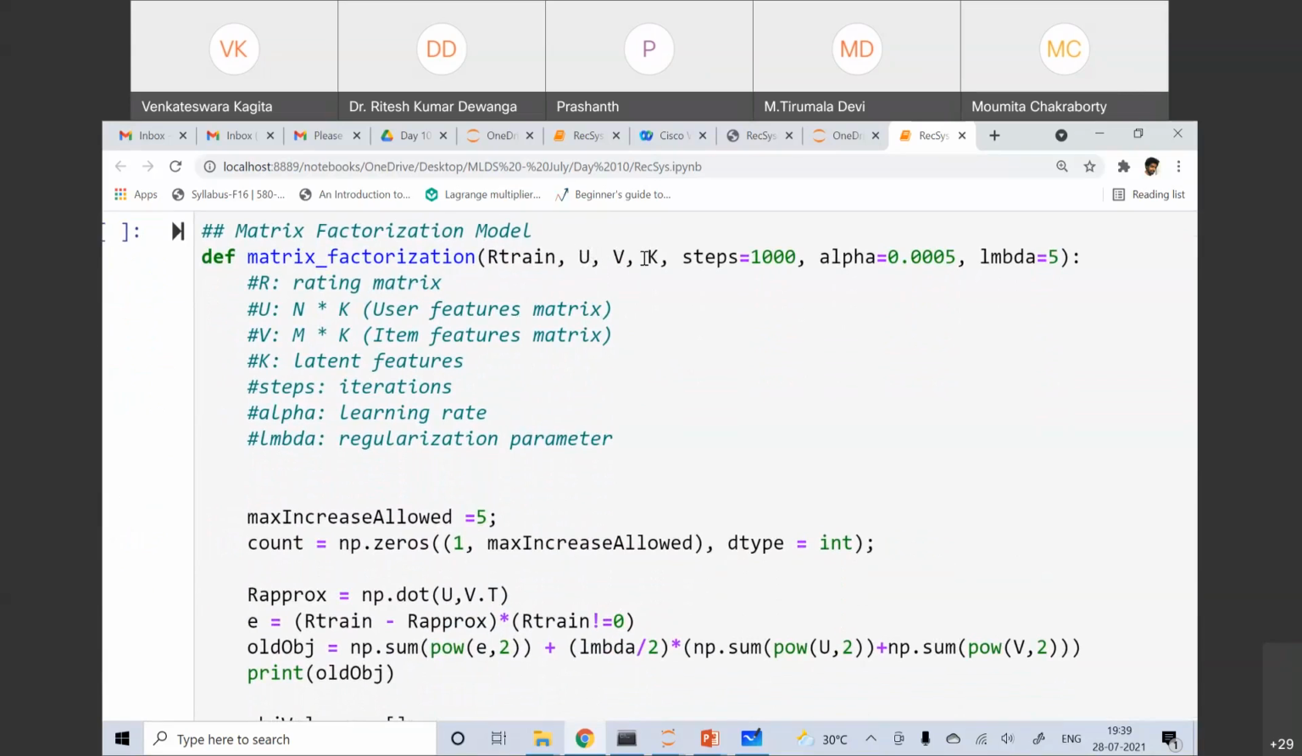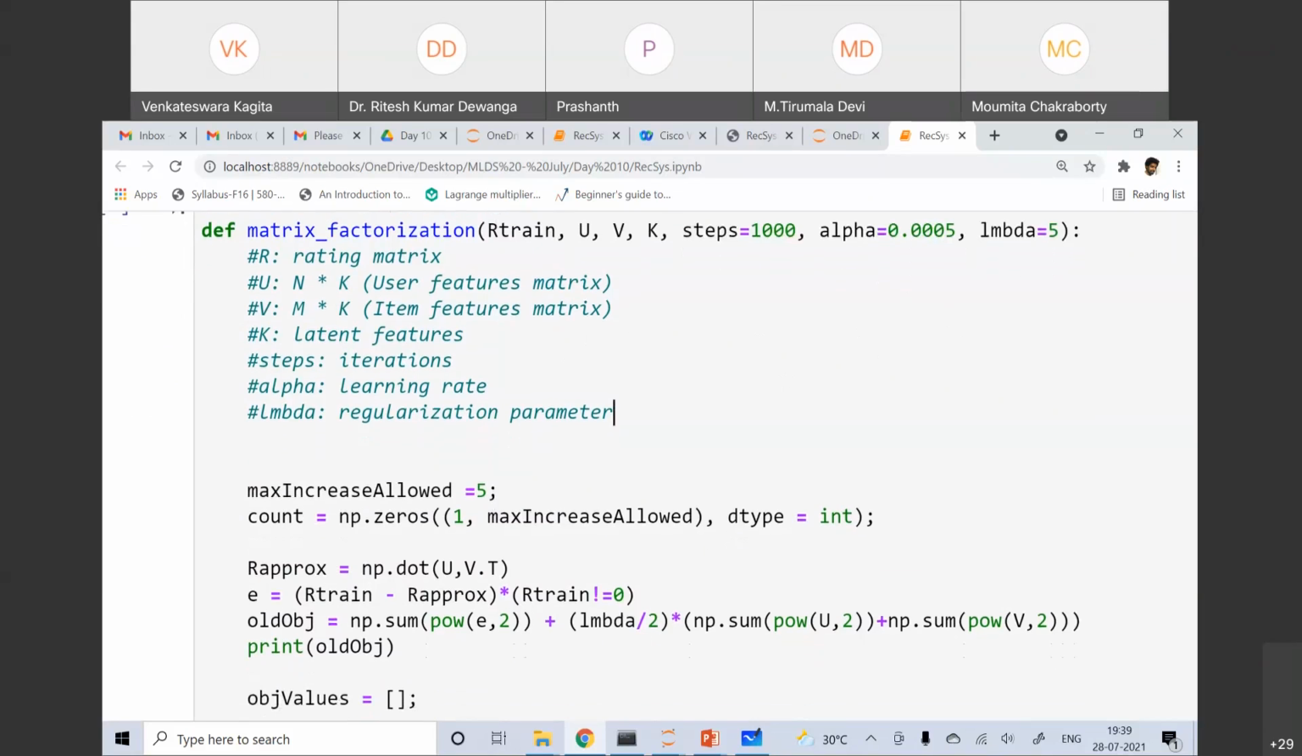So what is that k? And the number of steps, the number of iterations that you want to repeat, the learning rate alpha, and lambda, which is the weightage that you give to the regularization parameter. These are the parameters that you are passing. Deciding this alpha is based on training it for a number of different alpha values. It means after hyperparameter tuning, he has fixed alpha equal to 0.0005 and lambda equal to 5. So this is after tuning the parameters.